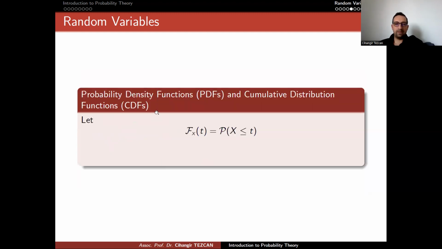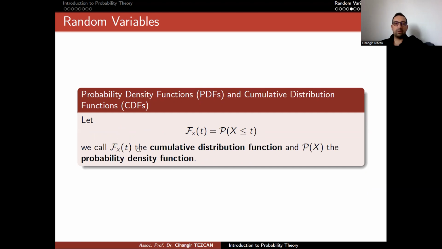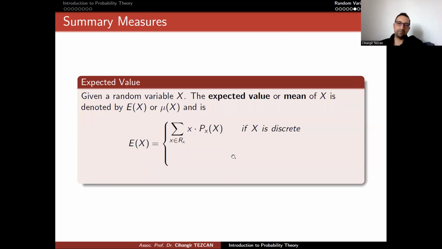And for these, we define probability density functions and cumulative distribution functions. Let F_X(t) be the probability of X being less than or equal to some value t. We call F_X the cumulative distribution function and p_X the probability density function. These are the definitions. So now we can talk about summary measures like expected value, variance, or standard deviation.